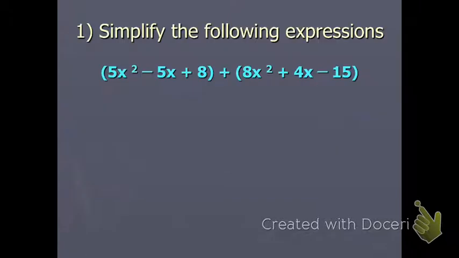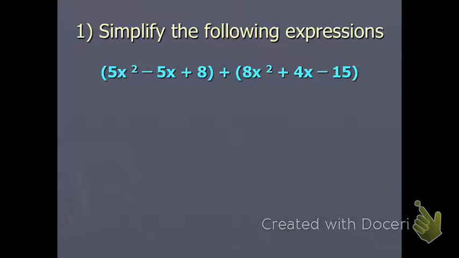So let's get started. Here's our first example. It says the quantity of 5x squared minus 5x plus 8 plus the quantity of 8x squared plus 4x minus 15. There is no equal sign. You're not going to solve for x at all. X is not going to equal something at the end.